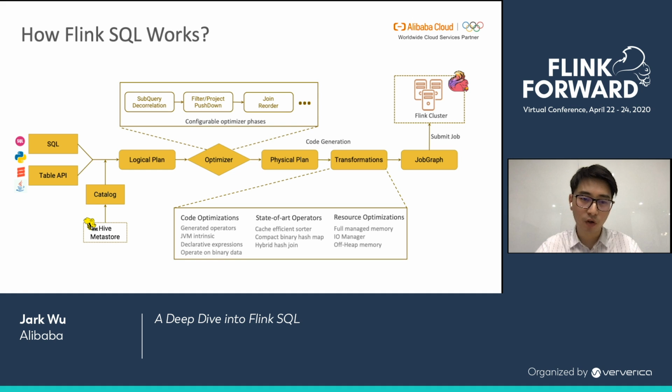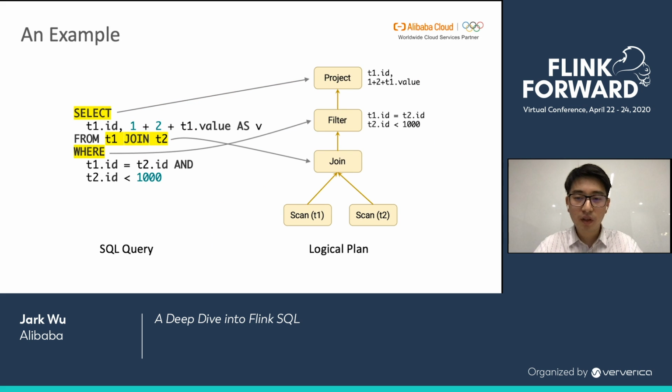So the workflow path before the physical plan is unified for batch and streaming, including the optimization rules. But we will have different physical plans and transformations for batch and streaming because they have different runtime behavior. And I will give an example to explain the workflow.